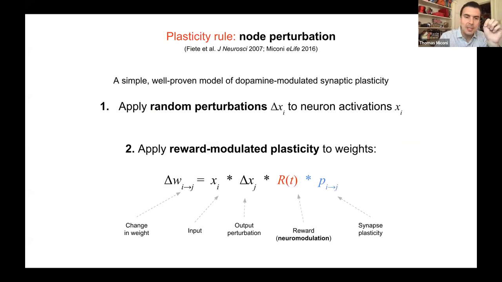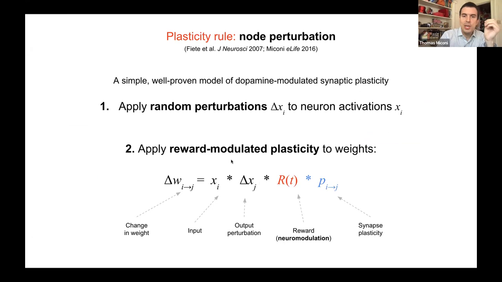That's where the neuromodulation comes in. The plasticity rule that I'm going to use is a rule called node perturbation. It's a simple, descriptive, but effective model of the activity of dopamine on synaptic plasticity, on Hebbian synaptic plasticity. It's been applied to learn many different things, including learning of songs in songbirds, learning of movement and reaching in models of the human arm, many different tasks.